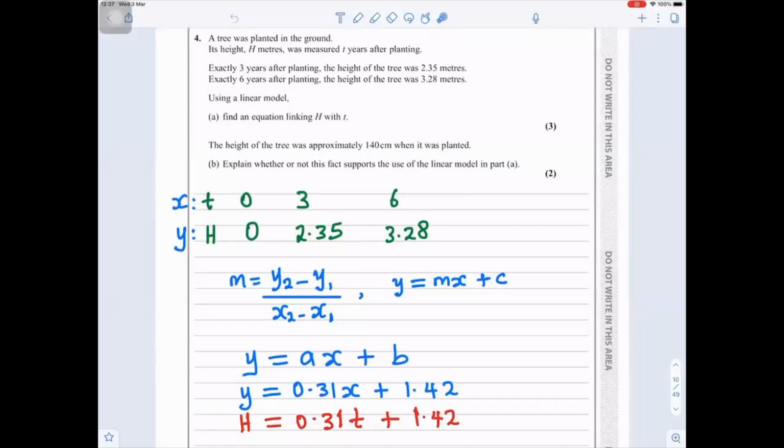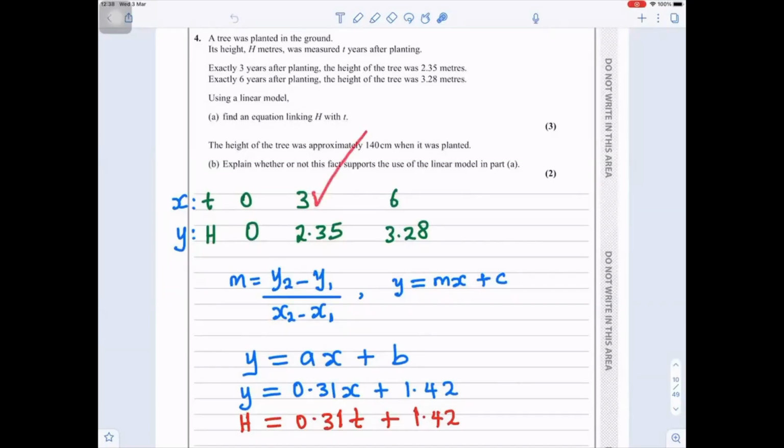Question number 4. A tree was planted in the ground. Its height, h meters, was measured t years after planting. Using the linear model, find an equation linking h and t. We have x axis, y axis, but this time we're calling it t and h. So the t represents the x axis, the h represents your y axis. So at 0, 0, that's time 0, it starts, the height is 0.